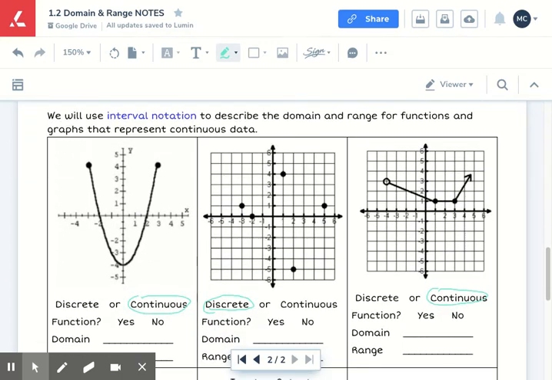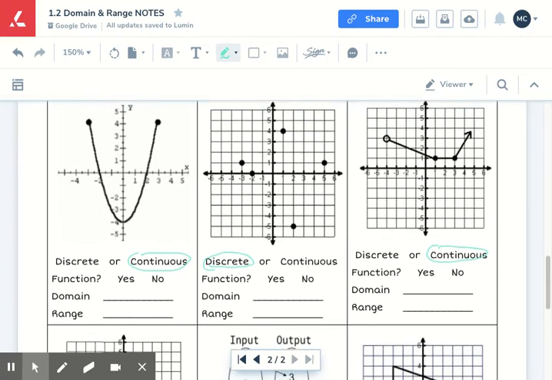Alrighty, so the next thing we're going to do is describe the domain and the range for each of them that are functions. So if it's not a function, this is important. If what you're looking at, you decide that it is not a function, and you're right, then you don't have to find the domain and the range. Domain and range only make sense when you're talking about functions.